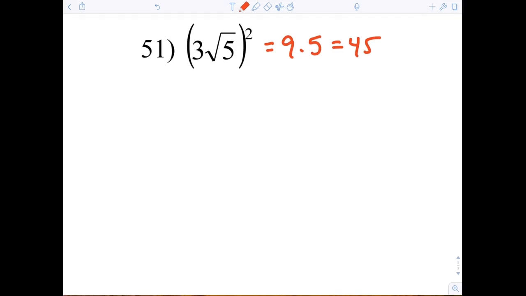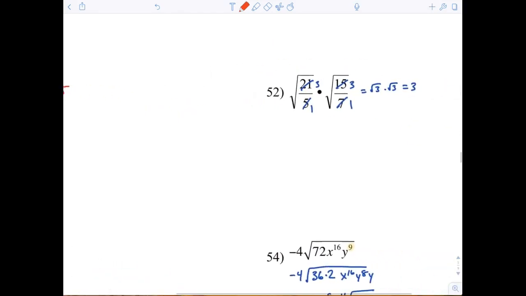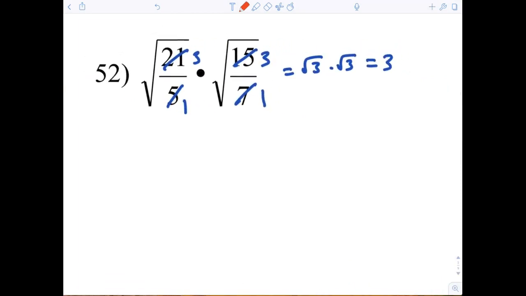Any questions? Yes. You're just reducing the fractions, okay? Does that make sense? Right. 5 goes into 5 once. 5 goes into 15 3. 7 goes into 7 once. 7 goes into 21 3. So it's just square root 3 times square root 3. Agreed?